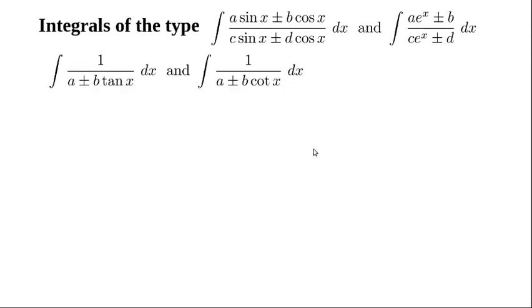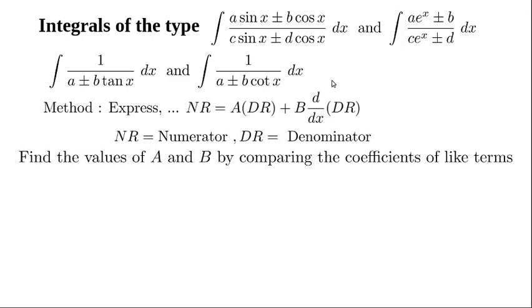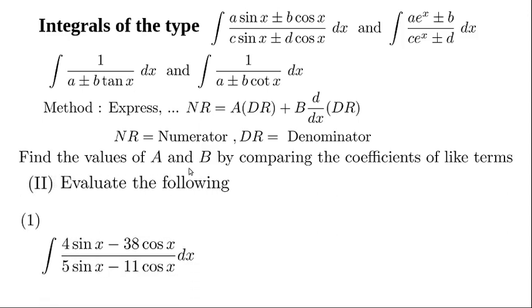And next we have integrals of the type (a sin x ± b cos x) upon (c sin x ± d cos x) dx, and (a e^x ± b) upon (c e^x ± d) dx, or 1 upon (a ± b tan x or cot x), like this. And in all these cases what we do is we express the numerator as A into denominator plus B into derivative of denominator. And after simplifying this expression, we'll get equations in terms of A and B, solving those equations we'll get the values of A and B. And you'll exactly understand the method when you solve some problems based on this.